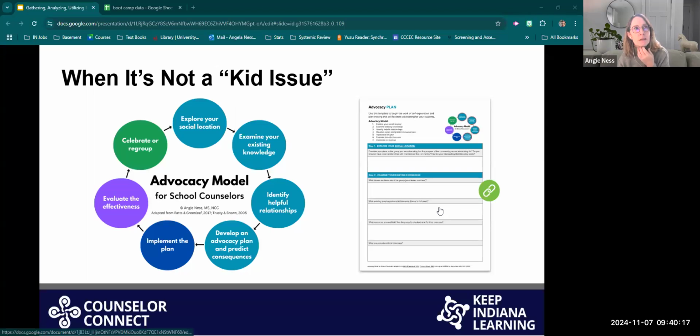So this, I have linked here. It's kind of a worksheet for you to work through an advocacy plan if this is something that you think you need to do or would want to do. I presented this with, I don't know if any of you know Anna Sutter. She's a previous school counselor in Indianapolis. But it's a good worksheet to help you work through this planning phase of advocating for your students and for your families.